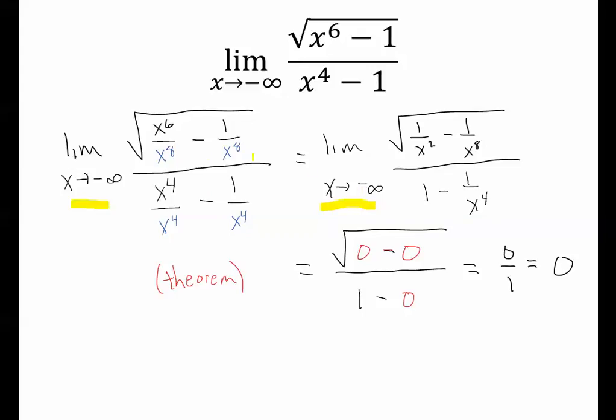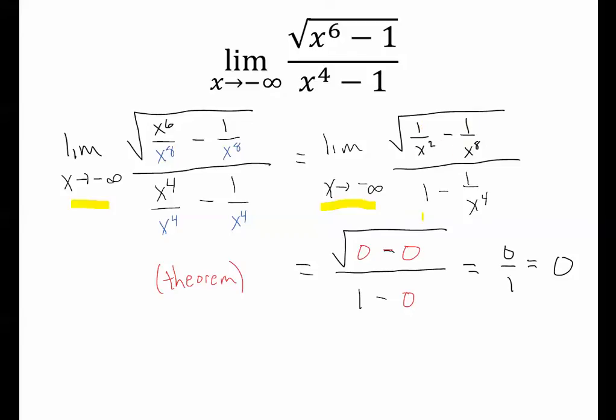As I simplify, x to the sixth over x to the eighth will give me 1 over x squared under the radical. 1 over x to the eighth cannot be simplified, so I write it again. X to the fourth divided by x to the fourth is 1. 1 over x to the fourth cannot be simplified, so I leave it. Now I'll let x go to negative infinity using the theorem to evaluate a 0, subtract another 0.